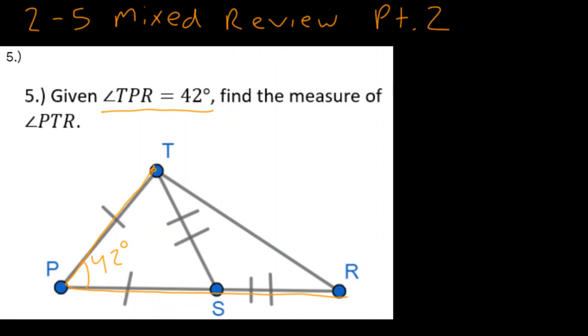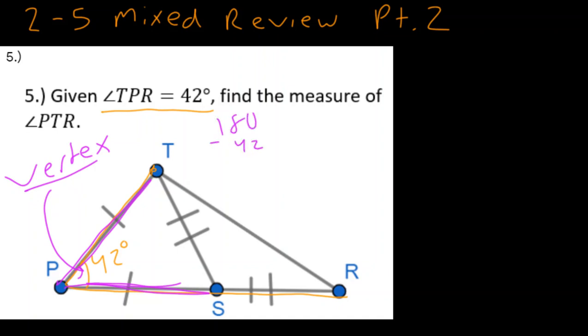We know that, I'll use some purple here, we have these two congruent sides, so that means that this is an isosceles triangle, and this is the angle where those two congruent sides meet, so it must be the vertex angle. So what's our standard operating procedure for when we have the vertex angle? Well, we'll do 180 minus 42, which will of course give us 138 degrees.